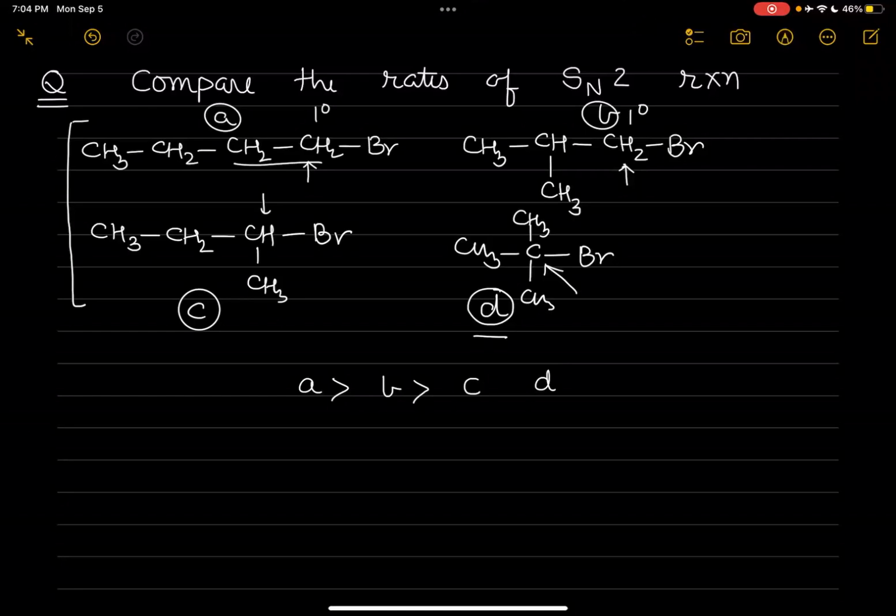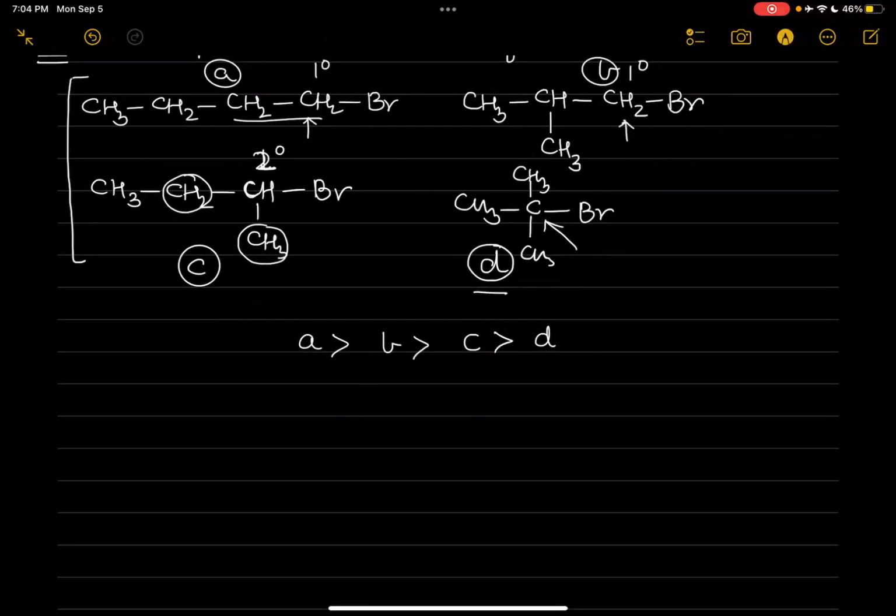Okay. And the C is secondary carbon, means this carbon is connected to two carbon atoms, 1 and 2, and D is connected to 3 carbon atoms. So if you have more and more carbon, Anushka, it means more and more branching, and carbon is a big atom, so it will cause more and more crowding.